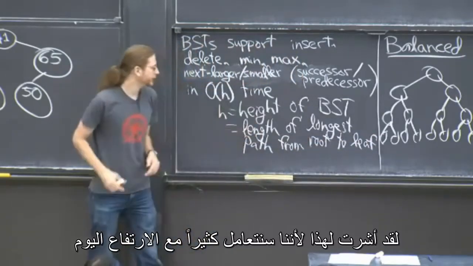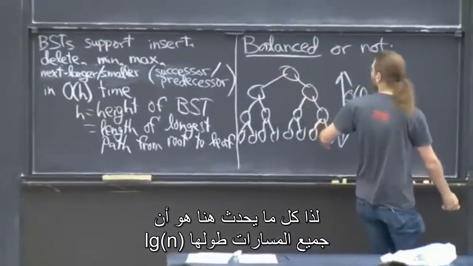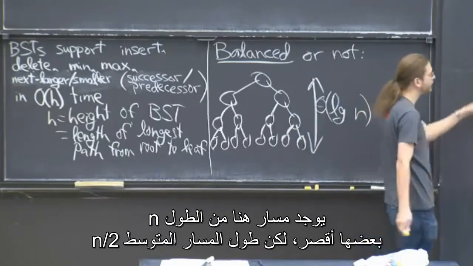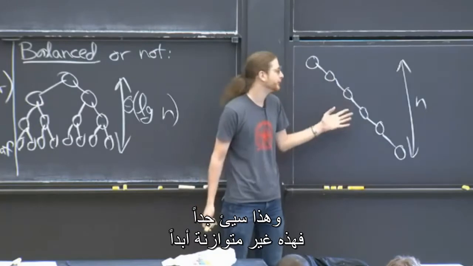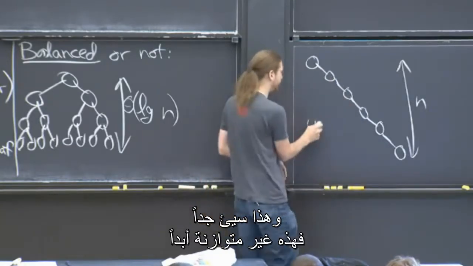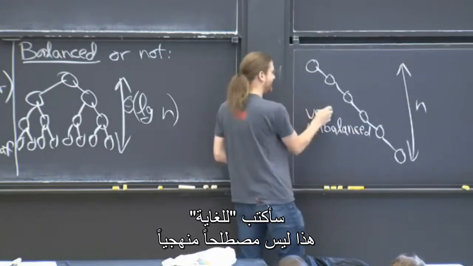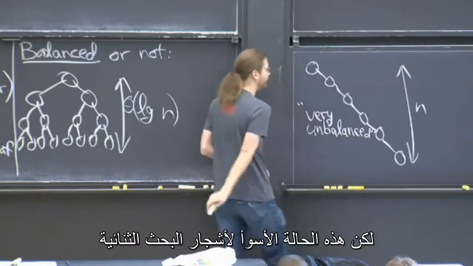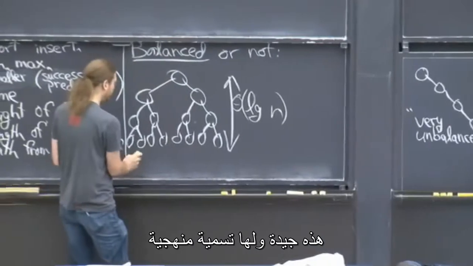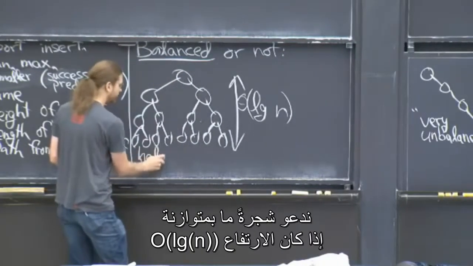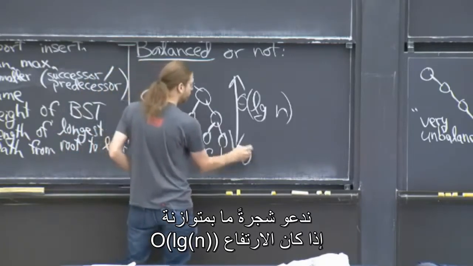I highlight this because we're going to be working a lot with height today. And so all that's happening here, all of the paths are length log n. Here, there is a path of length n. Now, some of them are shorter, but in fact, the average path is n over 2. It's really bad. So this is very unbalanced. It's not a very formal term, but that's like the worst case for BSTs. This is good. This does have a formal definition. We call a tree balanced if the height is order log n.